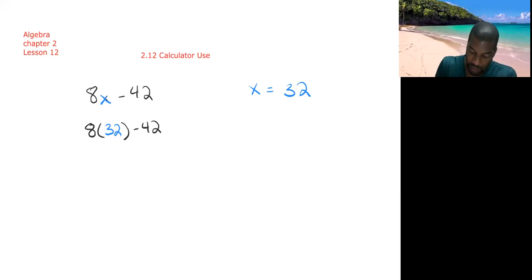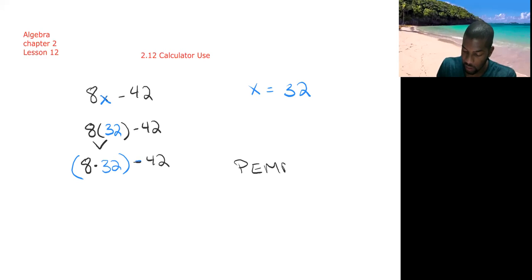And then I recognize that 8 parentheses 32 literally means 8 multiplied by 32. I could do this by hand, but I don't have time for that. So today we're going to use our calculators. I follow PEMDAS, and I say, all right, let me do my parentheses first. What's in my parentheses? 8 times 32. 8 multiplied by 32 in my calculator is 256. So I get 256, and then I subtract 42.